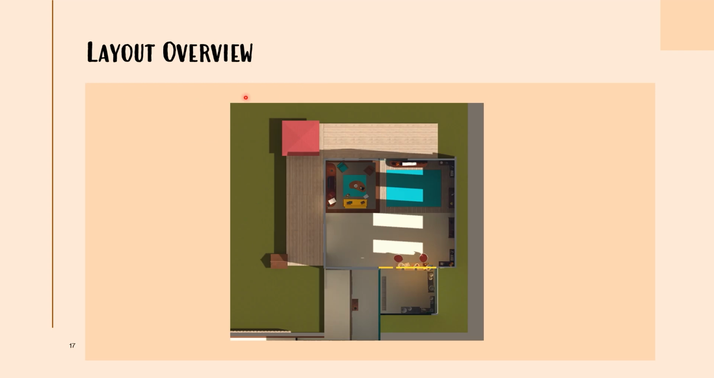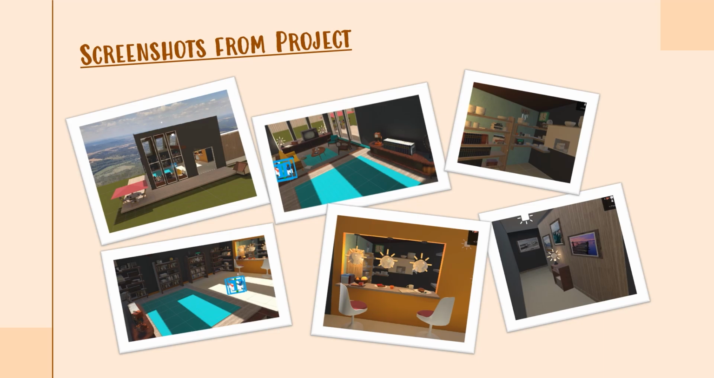Here's the layout of our house. As you can see, we have a kitchen here, the hallway here, living space with the conversation pit, and the patio, including the doghouse. Here are some screenshots from our project. You can see that we have a shot of the exterior as well as most of the interior, including the hallway, kitchen, and living areas.